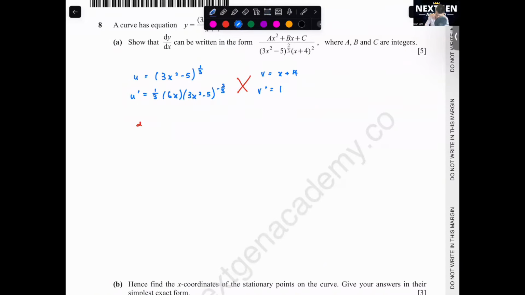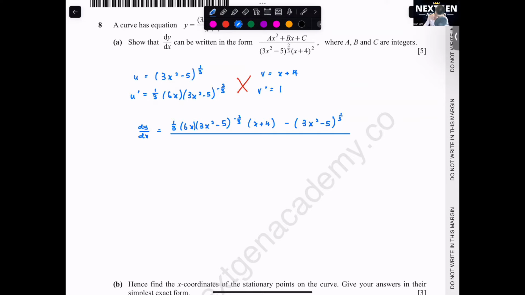dy over dx is equal to 1 over 3, 6x, 3x squared minus 5 to the power of negative 2 over 3, multiply x plus 4, minus 3x squared minus 5 to the power of 1 over 3, over v squared, x plus 4 squared. This is actually one of the examples given in your textbook when they ask you to do quotient rule. How can we simplify this equation here?